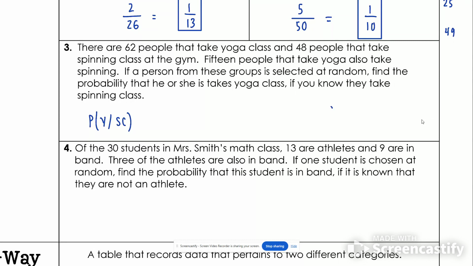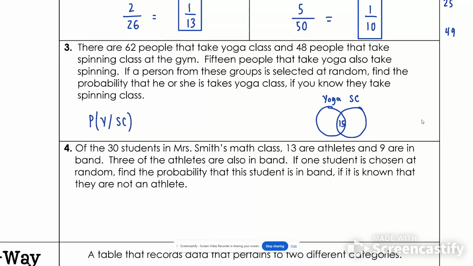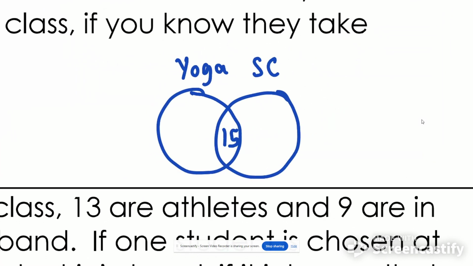If I were to look at this as 2 circles that overlap, what are those 2 circles? Well, we got people who take yoga, right? How many take yoga? 62 total. Then we got people who take spinning class. How many people take spinning class? 48. But there are how many people that do both yoga and spinning class? Well, there's 15. I probably should have made these a little bigger. Let me just zoom in. There are 15 people who are overlapping that are in both categories.